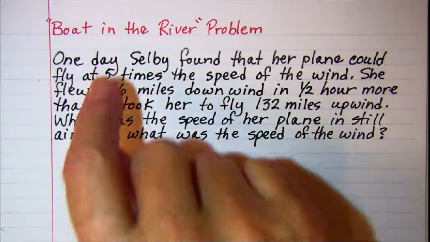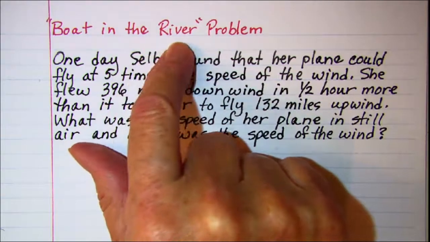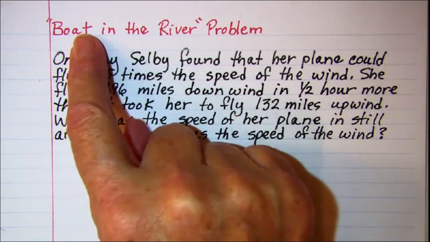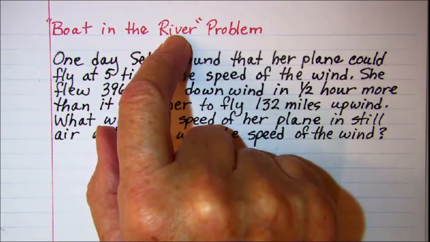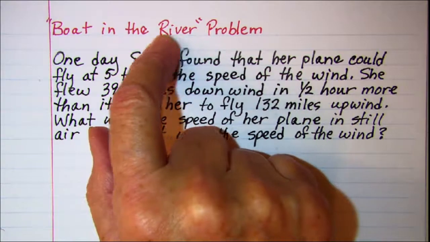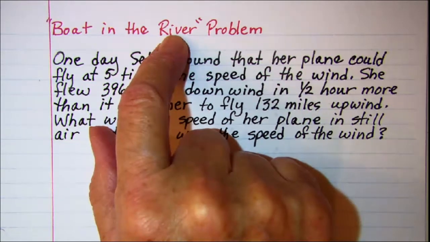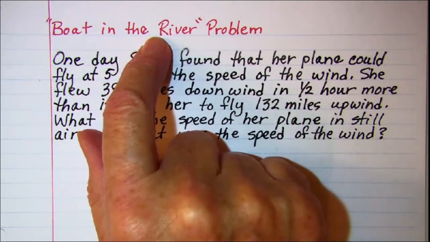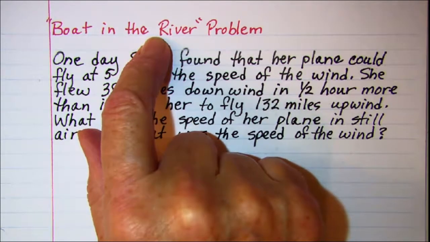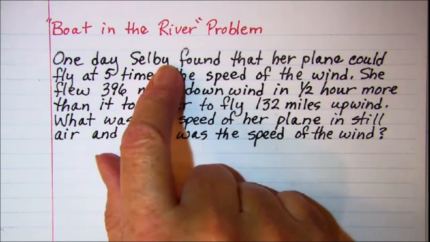In this video, we'll be solving a boat in the river problem. They're called boat in the river problems because if you ever put a boat into a river that has some current, you know that floating downstream, the current adds to your rate of speed, and so you go a little faster. And if you're trying to go upstream, the current will slow you down.